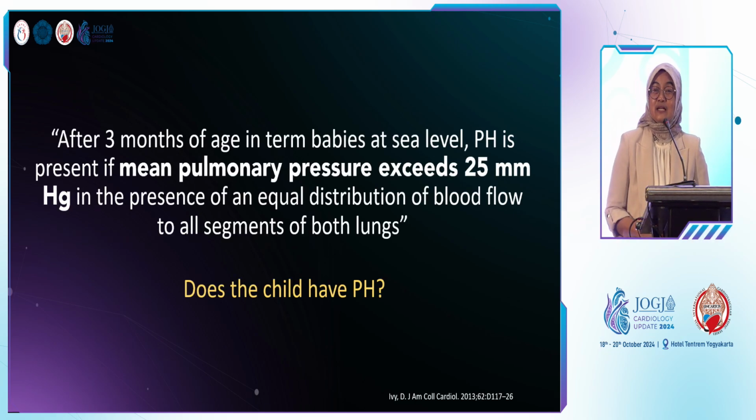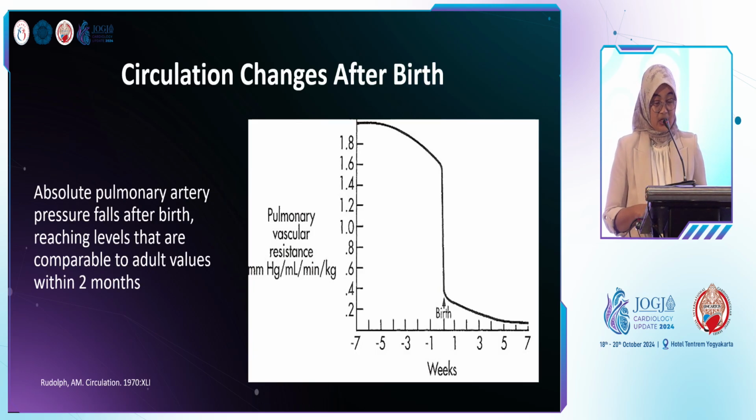As we know, pulmonary hypertension is a pathophysiological state defined by an increased mean pulmonary pressure exceeding 20 or 25 millimeters of mercury after 3 months of age in term babies. Why 3 months? Because in the fetus, the pulmonary vascular resistance is still high, and it decreases significantly after birth when the lungs begin oxygen exchange, reaching levels comparable to adult values within 2 or 3 months.